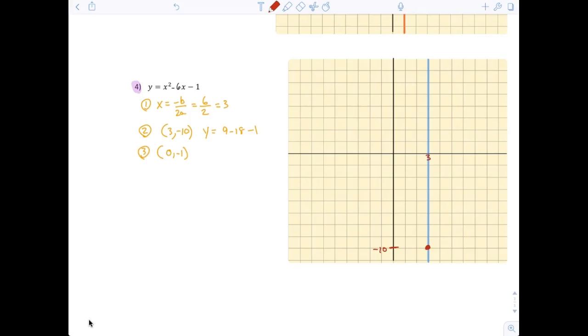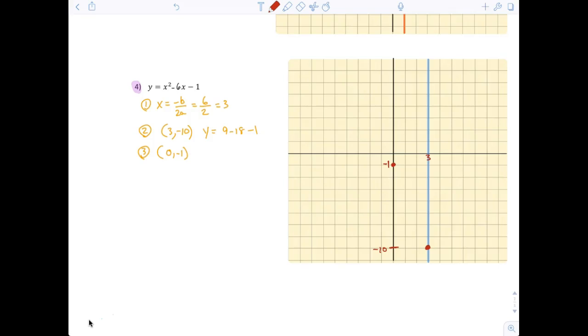Now the y-intercept is what? 0, -1. Right? Now I'm going to put that right here, but I'm going to put a -1 right there just so I make sure that people know that that's -1. Everybody understand what I'm saying, right?